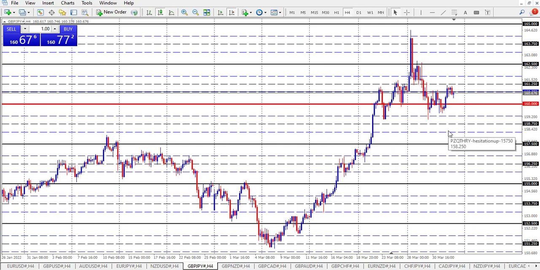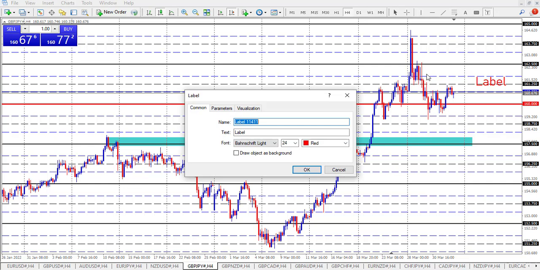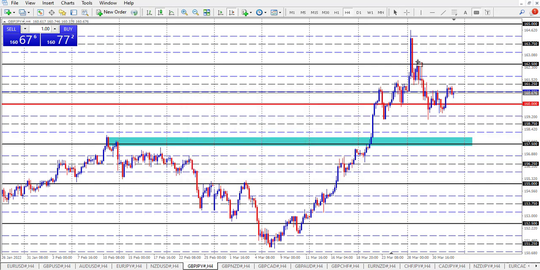This is GBPJPY. It's not very clear, but from what you can see, we have a very interesting area in this zone, and we have another one up here. So we would want to see how the market opens and how it moves so that we can react to the market. Remember, we are traders who react to the market. We don't tell the market what to do, so we react. So if it's not clear like this, we wait and react.